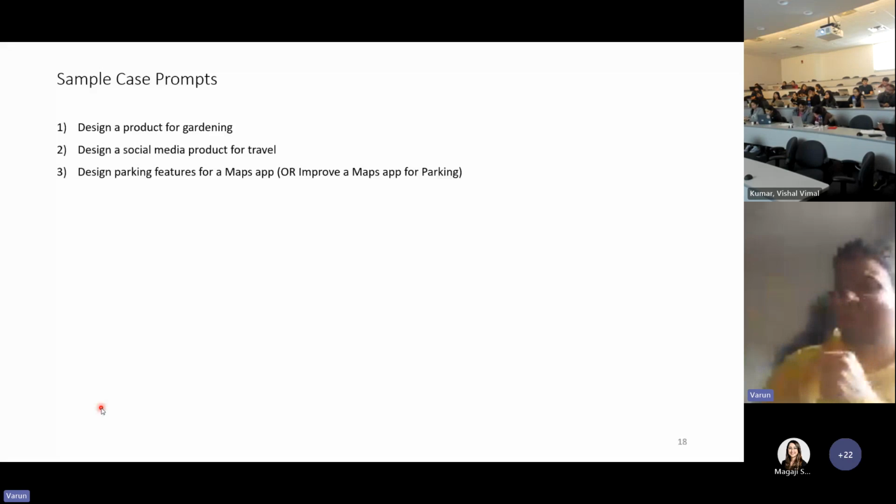Then design a social media product for travel. Again, interesting, social media, but for travel. And one of the funny prompts that I had received was improving features of a Maps app, right? And there was no specification for which app, just improve a Maps app. And then you set the context to understand which app, or you pick an app and then improve it.